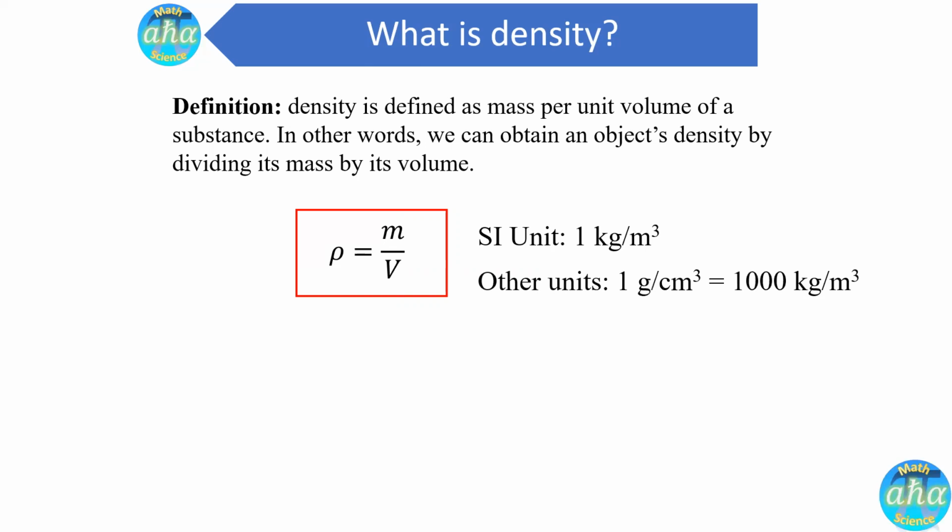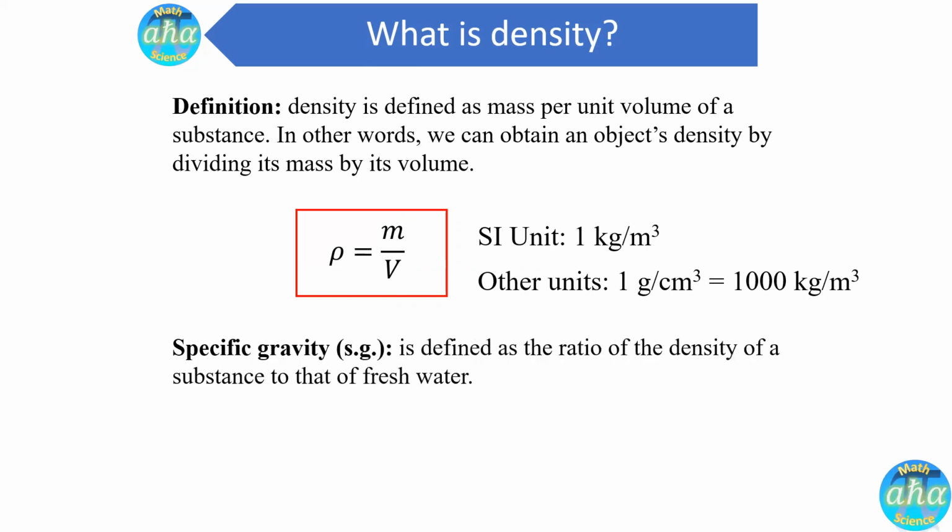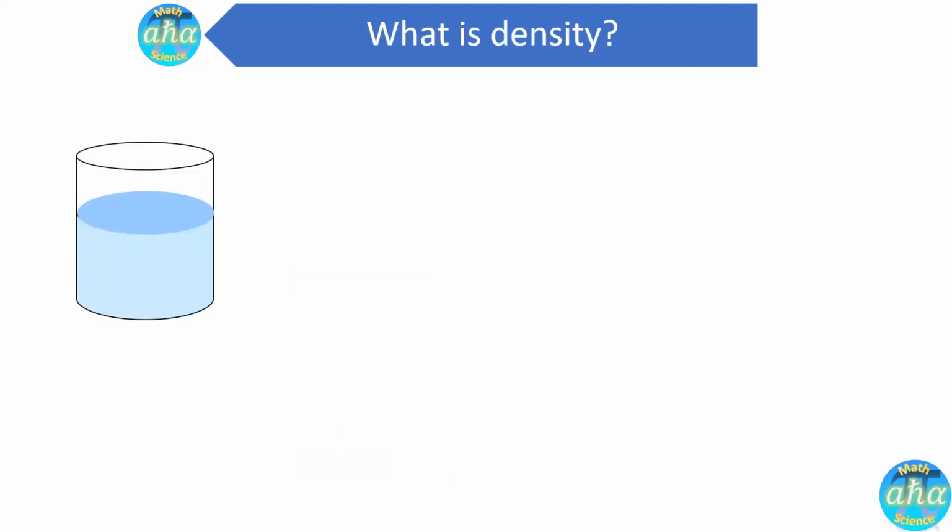The other unit that is commonly used is 1 gram per centimeter cubed, which is equal to 1,000 kilograms per meter cubed. Another common concept is called specific gravity, or SG. That is defined as the ratio of the density of a substance to that of fresh water. So take the density of the substance, rho, divide by rho of W, the density of water, and we get the specific gravity, which does not have any unit, as the units of the two densities cancel out.